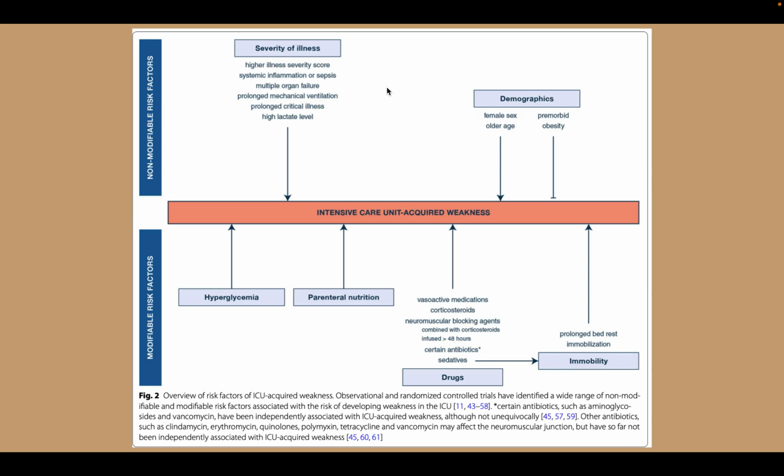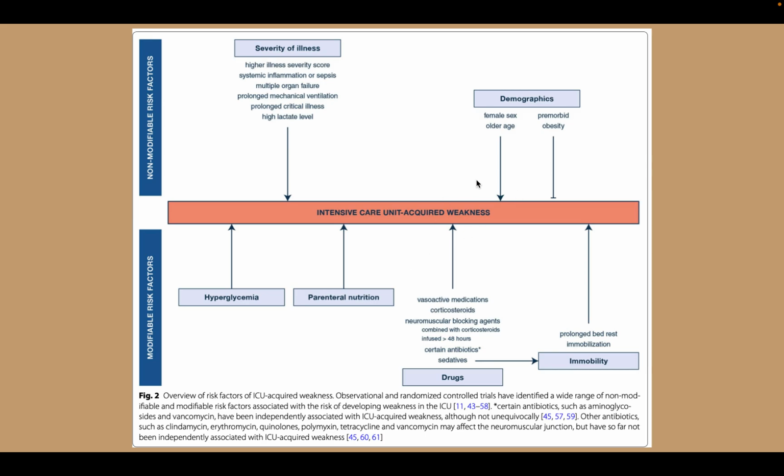So, talking about the non-modifiable risk factors like severity of the illness. When you have a higher illness severity scoring, higher intensity of sepsis, multi-organ failure, prolonged mechanical ventilation, prolonged critical care illness, and a high lactate level, along with the demographics as female sex, the older age, and the pre-morbid obesity. So these are the non-modifiable risk factors.